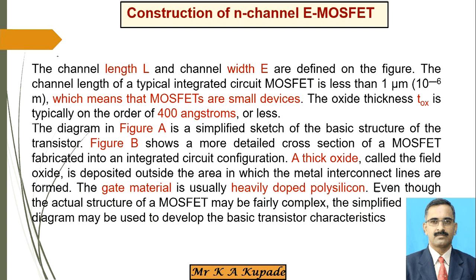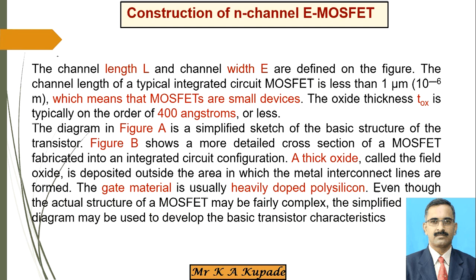You can consider E as well as the W, no problem, right? So the channel length of the typical integrated circuit MOSFET is less than 1 micrometer, right? Which means that my MOSFETs are very small devices, and their thickness is typically on the order of 400 angstroms or less.